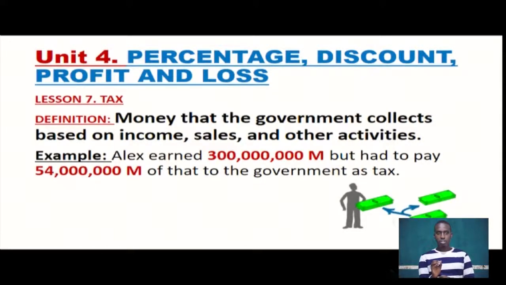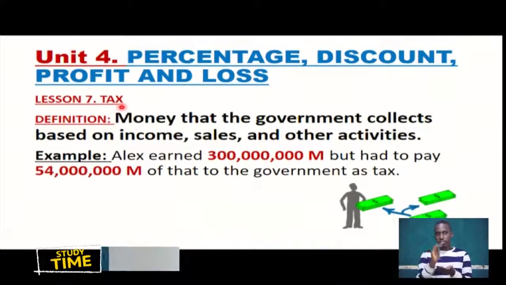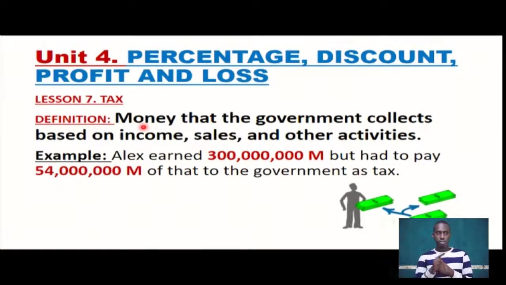Read from the screen, we have unit number 4, percentage. Let me use the pointer so that you can see what we are learning about. It's percentage discount, profit, and loss. This is our lesson number 7 about tax. When you try to define tax, it's the money that the government collects based on income, sales, and other activities.